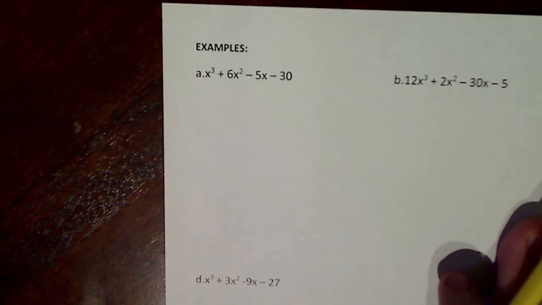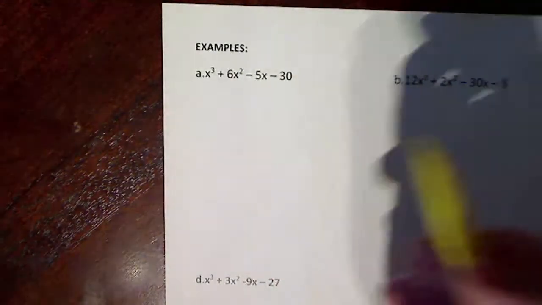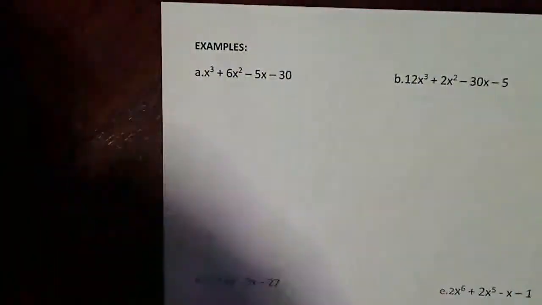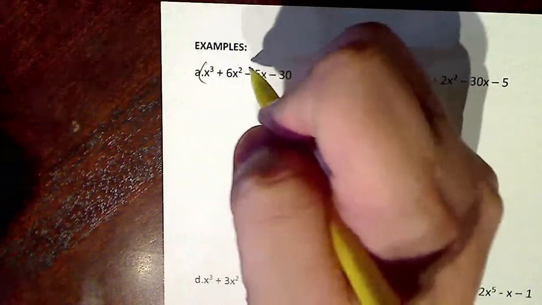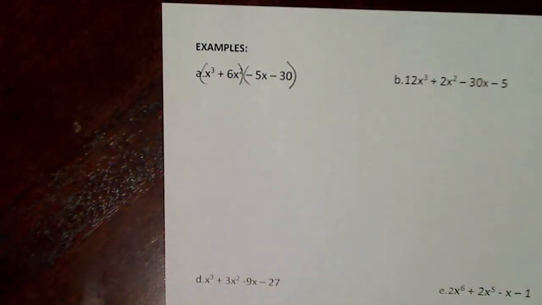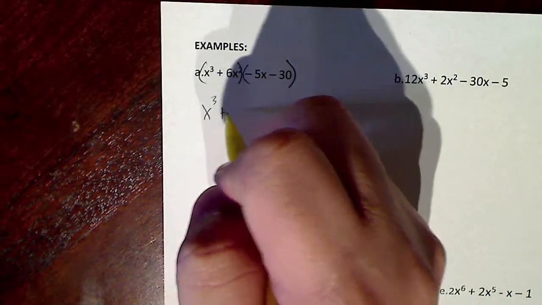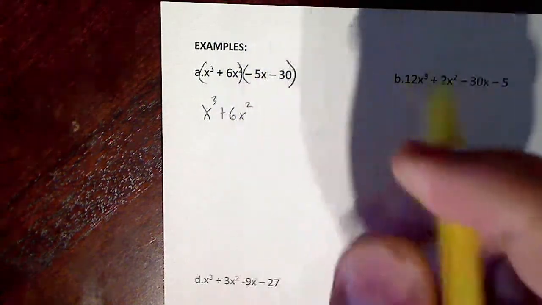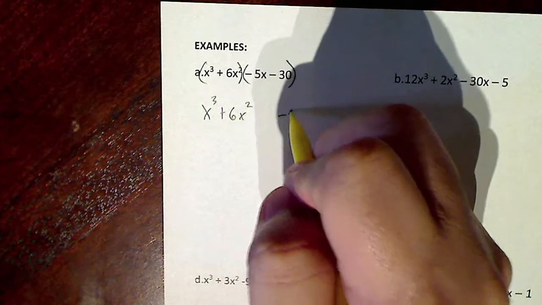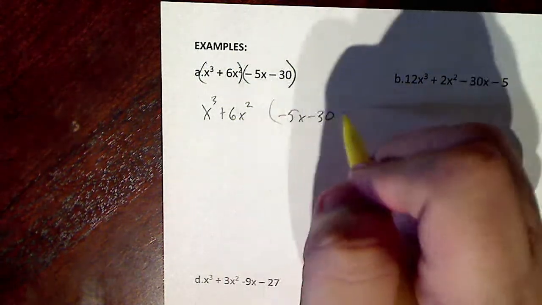All right, so here's how it works. Okay, so I'm going to take these and regroup them. And I like to use parentheses when I do this. I'm going to regroup them like this. Okay, so the first set I have, and I'm going to rewrite it so you can see it, is x cubed plus 6x squared. And the second group I have is going to be minus 5x minus 30. Okay, that's the way I have it broken down.